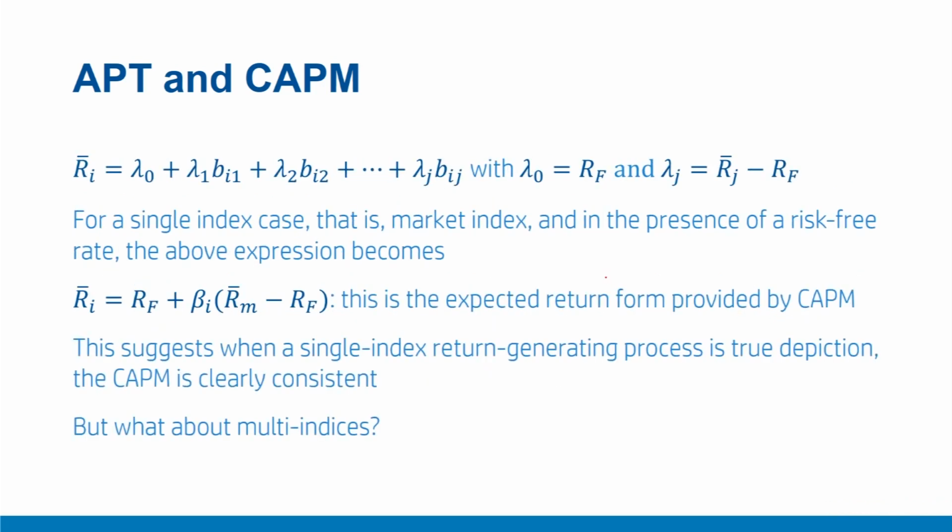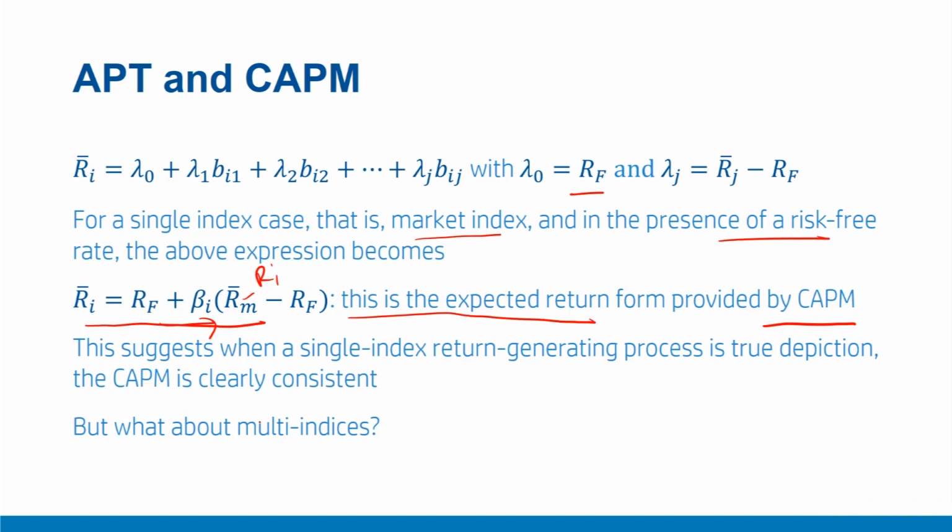If there is only one single index available and the risk-free rate RF is also available, where the single index is the market index, we can derive the APT expression as follows. Here Ri bar equals Rf plus beta i times (Rm bar minus Rf), where Rj bar becomes Rm bar, the return on market. This is the equation for expected return as per the APT model, which is also similar to that provided by CAPM. This derived APT equation suggests that when the single index return generating process is the true depiction of APT, CAPM is indeed consistent with APT.